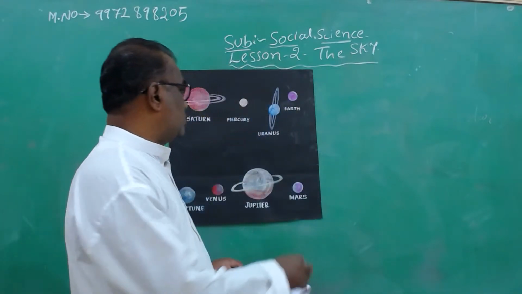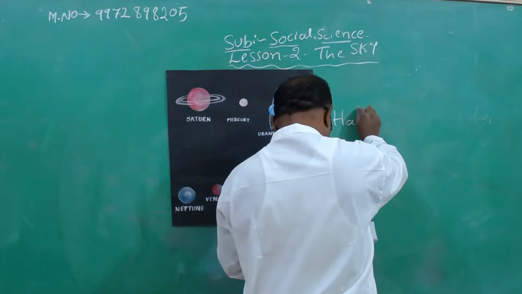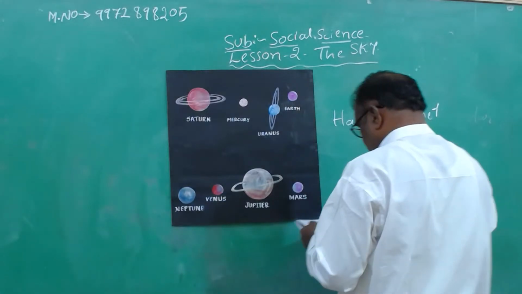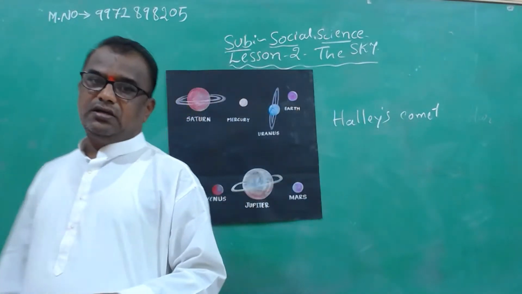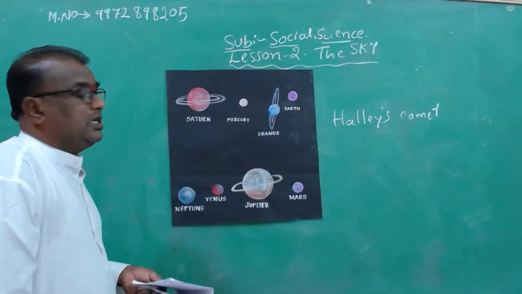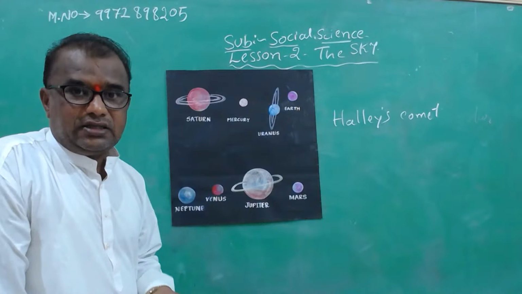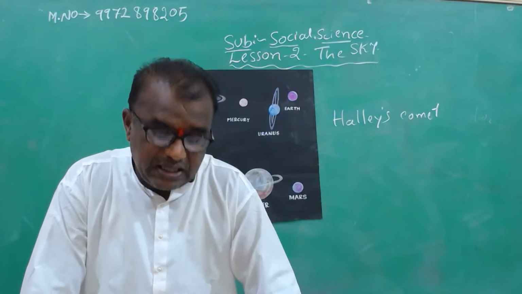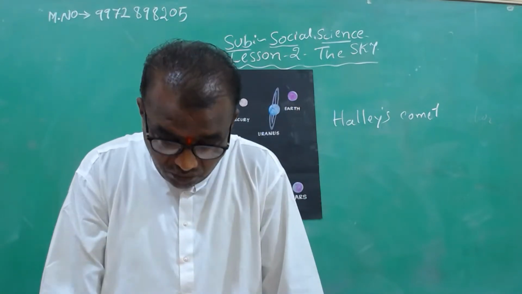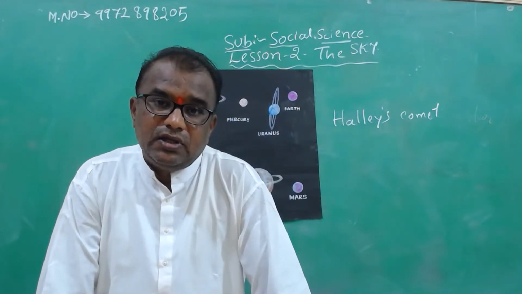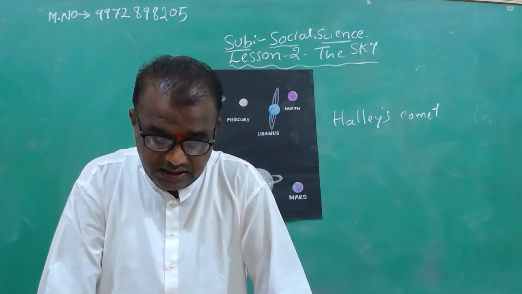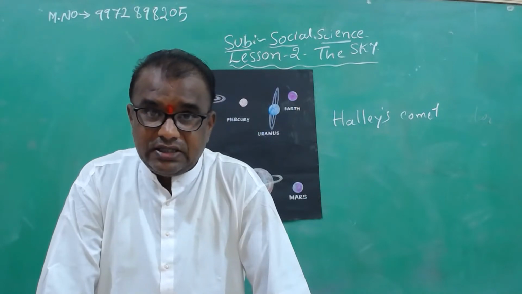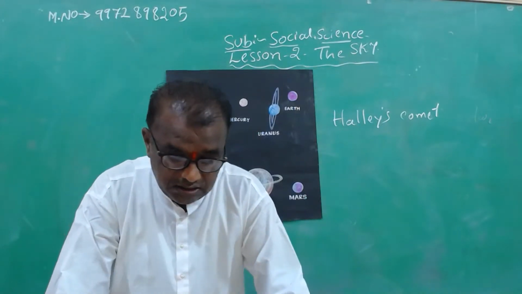Halley's comet. Which comet? Halley's comet. Halley's comet appears once in 76 years. Once in 76 years means it will take 76 years to appear again. The last time it appeared was in 1986. When will it appear again? You calculate. It appeared in 1986, and every 76 years it will come, so calculate and tell me. Okay.